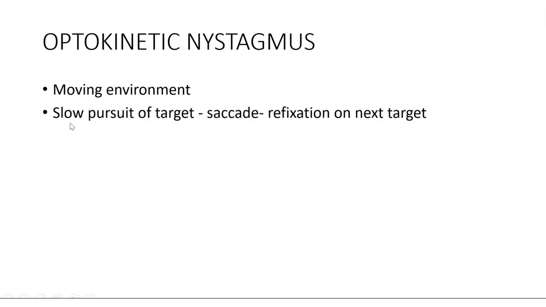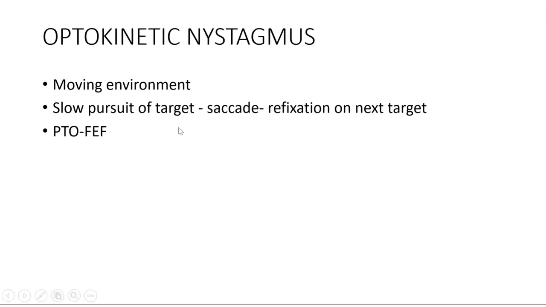So there is slow pursuit of the target, and then there is a saccade which causes refixation on a new target. Slow pursuit of one tree and suddenly there's a saccade which will cause fixation on the next tree. So this is optokinetic nystagmus. Over here, as you can see, the slow pursuit of target component is taken care of by the PTO and the saccade is taken care of by the frontal eye field.